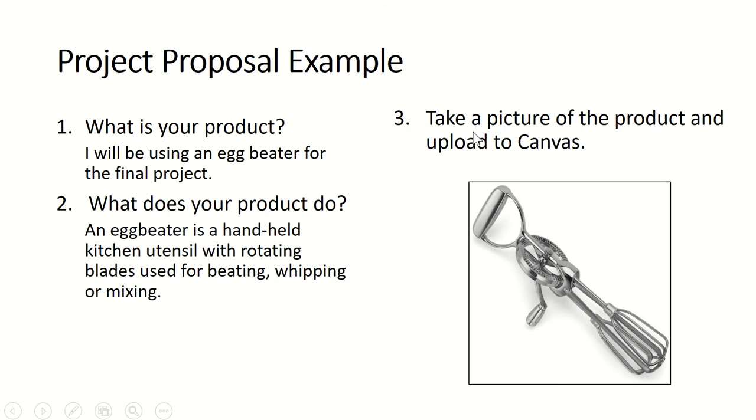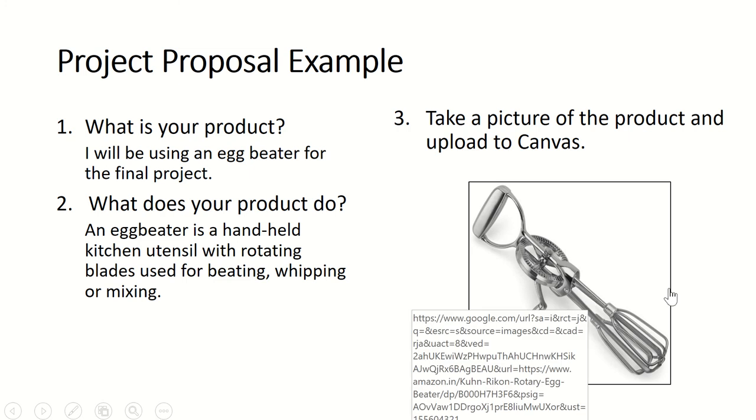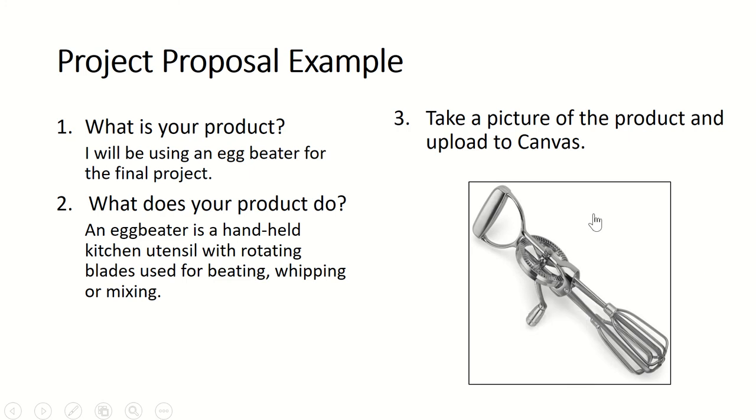And then the third question is take a picture of the product and upload it to Canvas. So I actually do not have an egg beater at home, so I found this off of Google. However, for you, I want it to be a product that you have that you can actually take apart, which is part of the reverse engineering process.